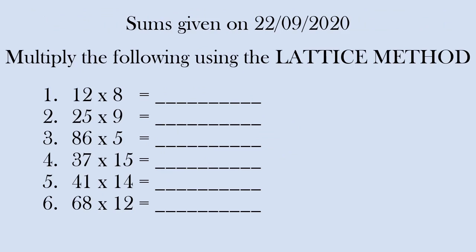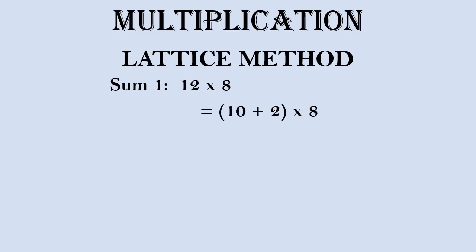Now these are the sums that I gave you on the 22nd along with the video. You all should know your 12 times table or your 8 times table. That's 8 12s are 96, but we'll work it out with the lattice method so you'll understand the procedure of how it's done. 10 plus 2 is 12 multiplied by 8. Draw the box, put the multiplication sign.